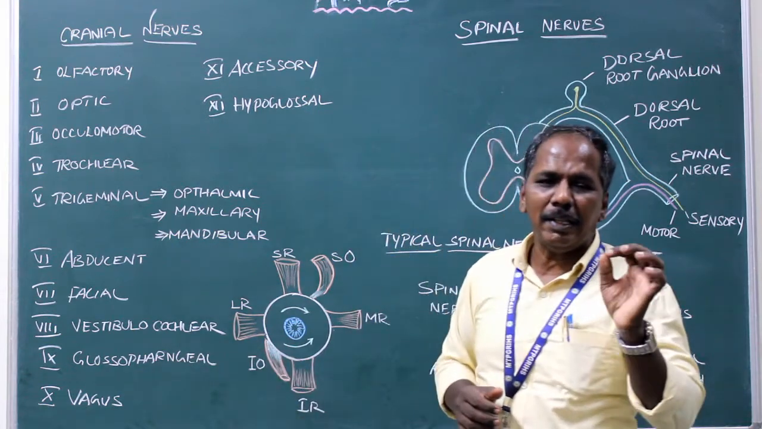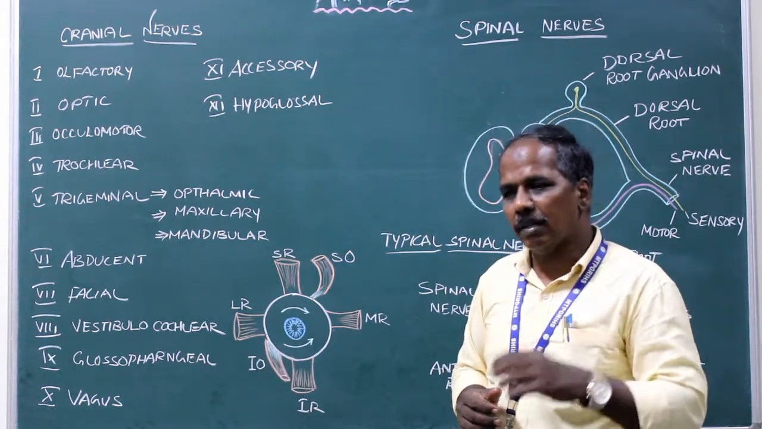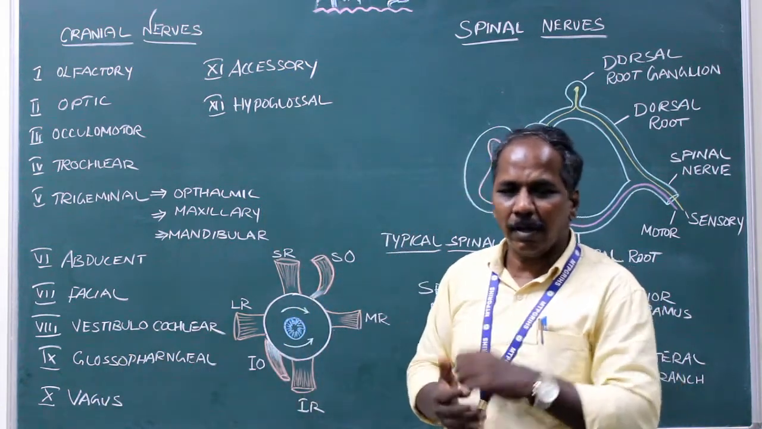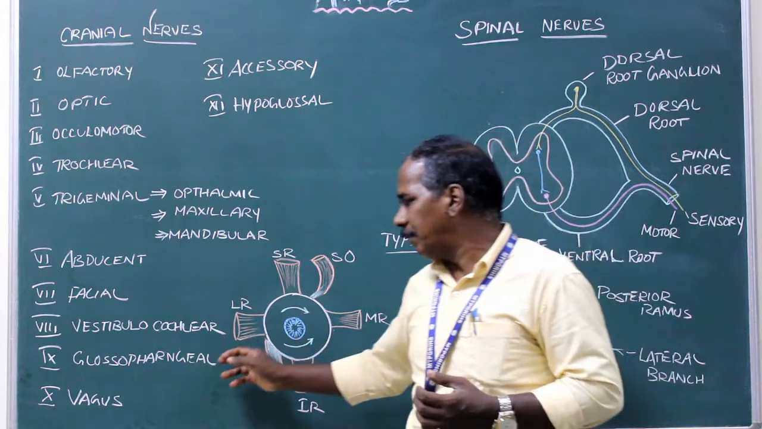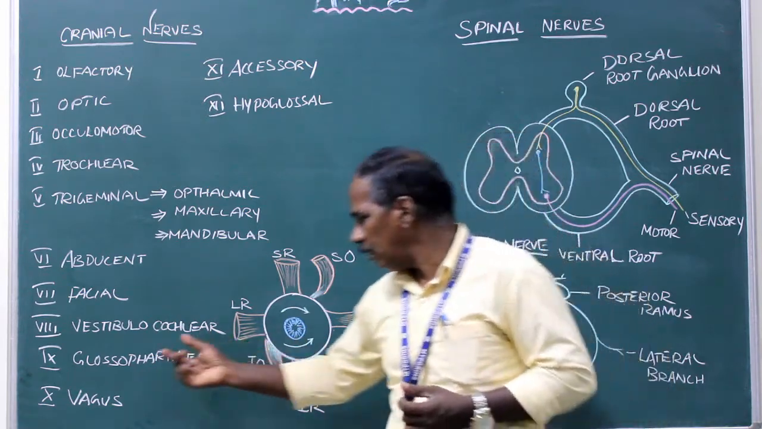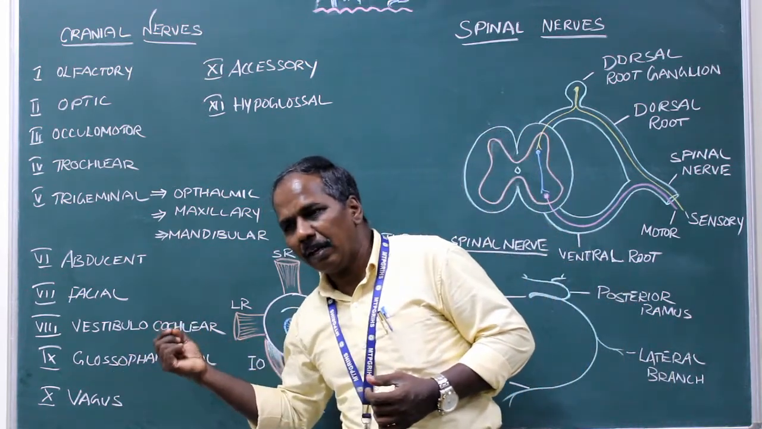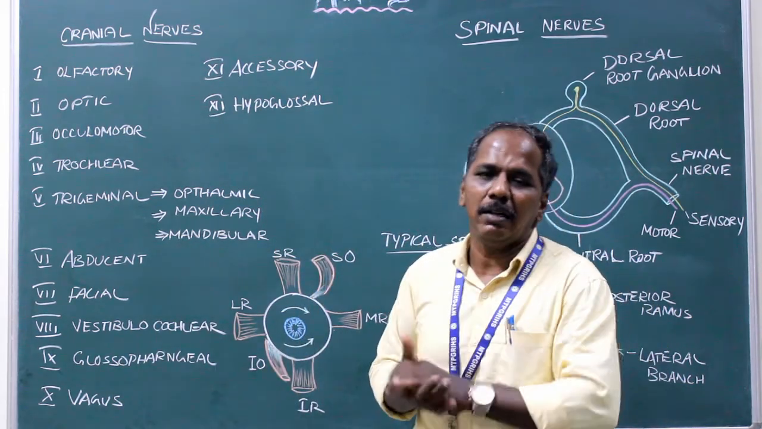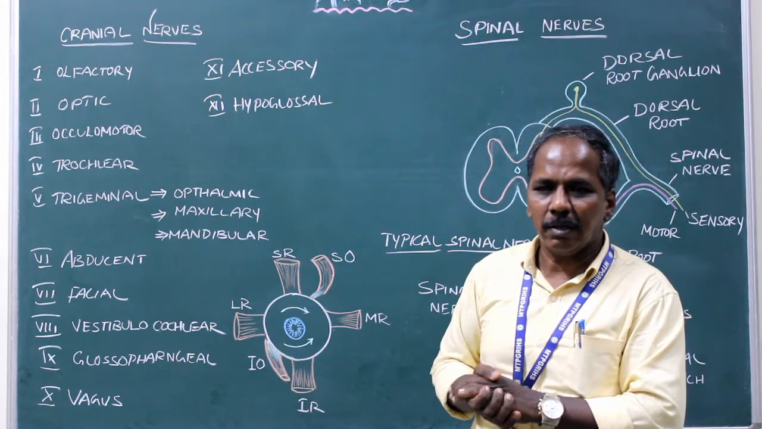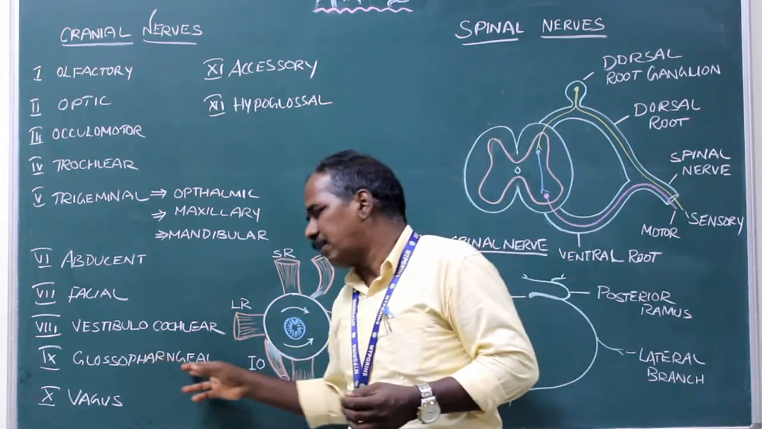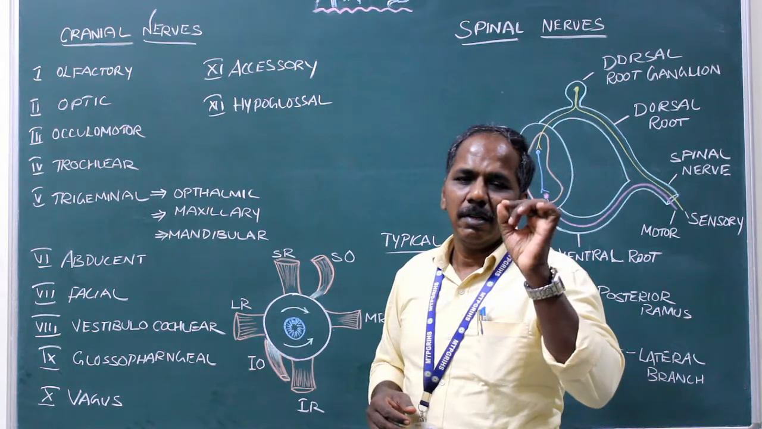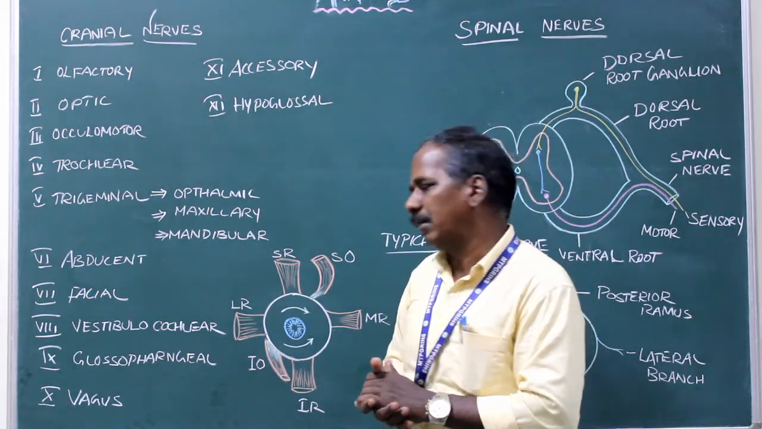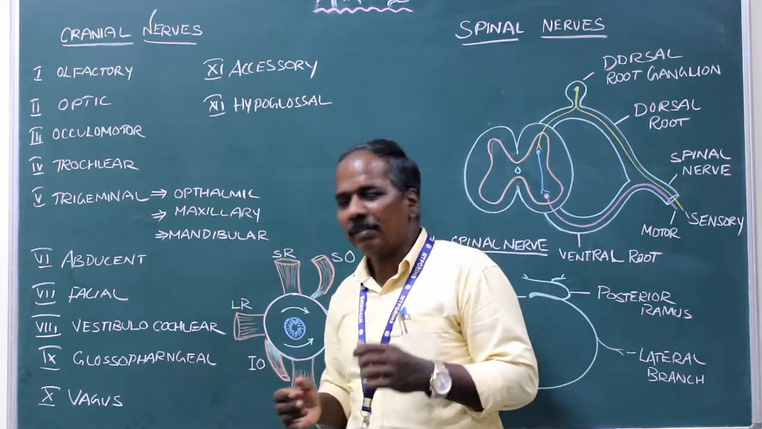Glossopharyngeal nerve, the ninth cranial nerve. Glosso means tongue, pharyngeal means pharynx, so it supplies both organs. It is a mixed nerve. It is sensory to the posterior one-third of the tongue, and it supplies the stylopharyngeus muscle of the pharynx, that is motor.